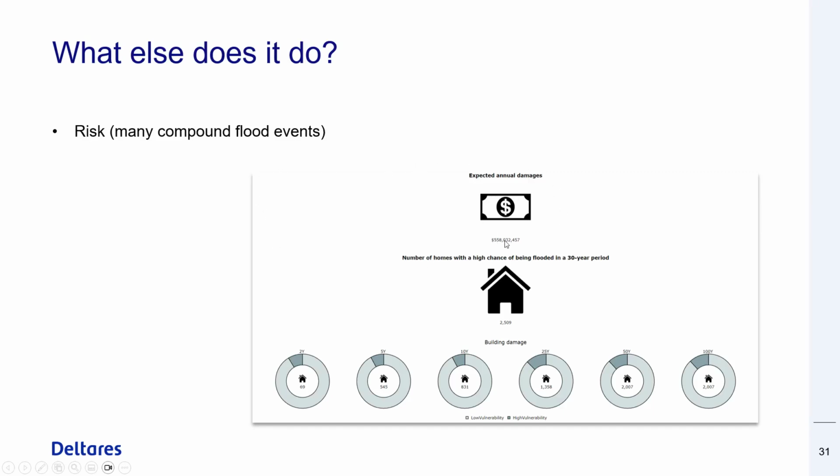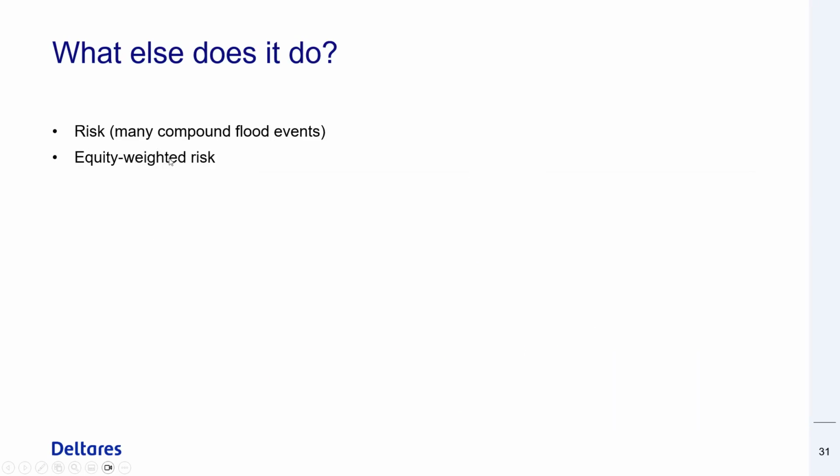You get your expected annual damages. You get information that's more meaningful to community members, like how many homes have a high chance of being flooded in a 30-year period. This is configurable in terms of what you consider a high chance and the period that you're interested in. And then for each of the return period events, it shows the number of homes impacted and the fraction that are high social vulnerability. I've shown you the equity weighted risk.